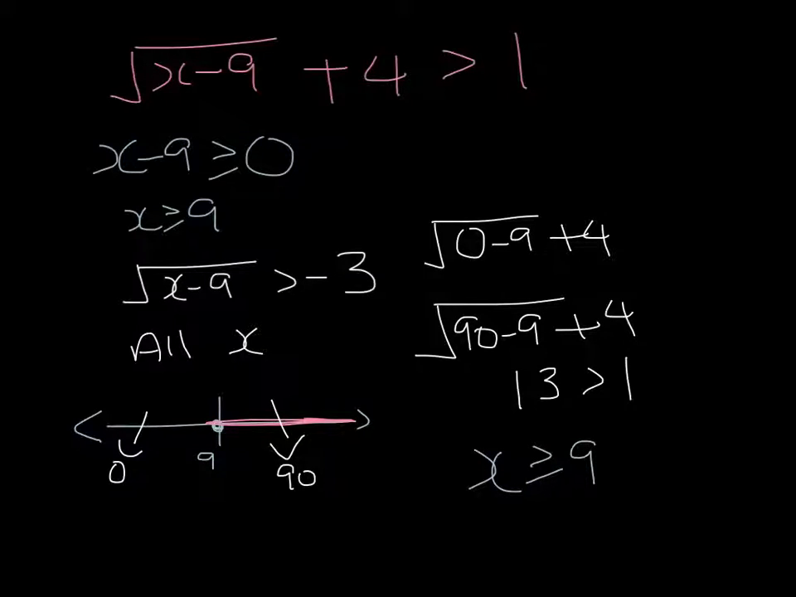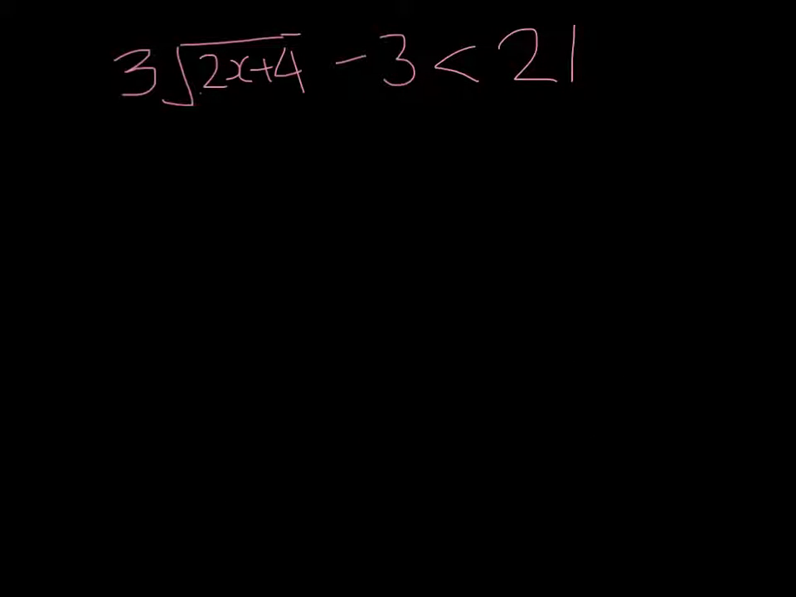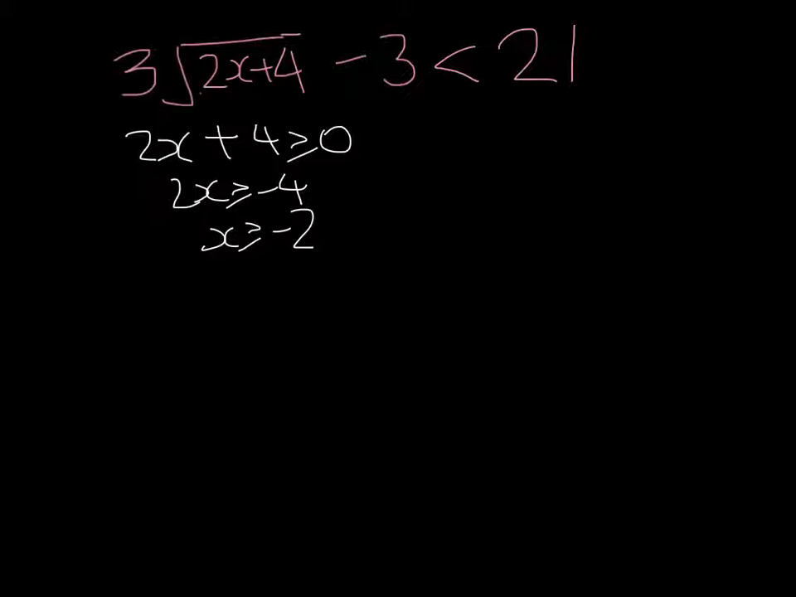Let's look at this inequality. Again, the first thing that we do is determine what x's we can plug in so that the radicand is greater than or equal to 0. In this case, this means that 2x is greater than or equal to -4, or x is greater than or equal to -2. Then we can take our inequality, add 3 to both sides. So we're trying to isolate the radical now. We can divide by 3.